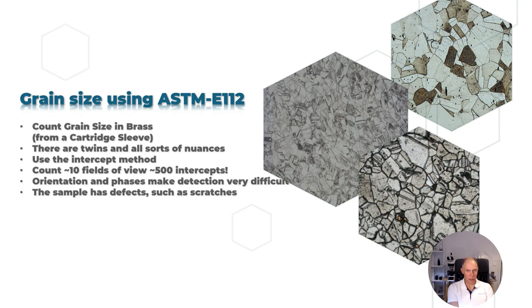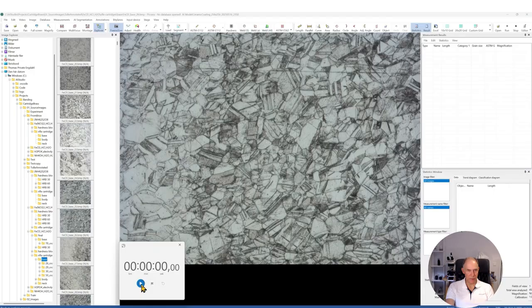And the problem with grains is that in many materials there are something called twins, which is an interior or internal structure in the grain, and we're not supposed to count them, only the surrounding grain boundary. So normally with this standard you should count 10 fields of view, or actually 500 intercepts. So this is a very difficult task, but let's try it.